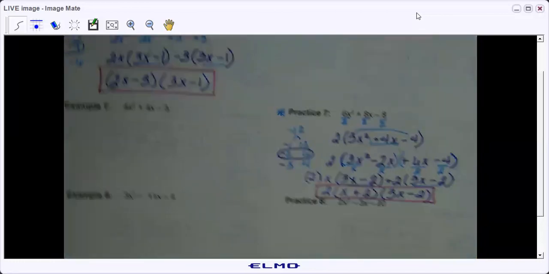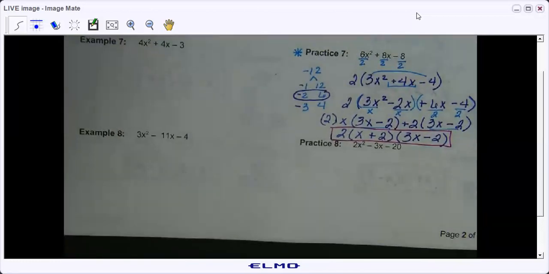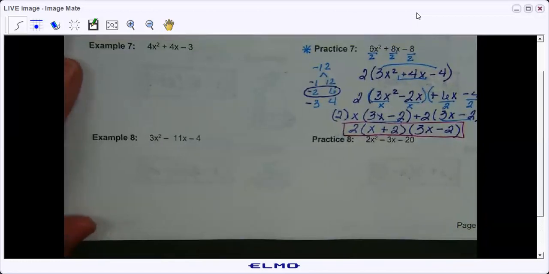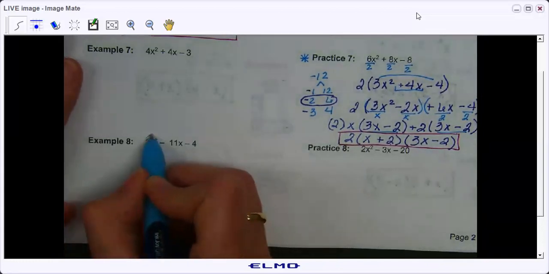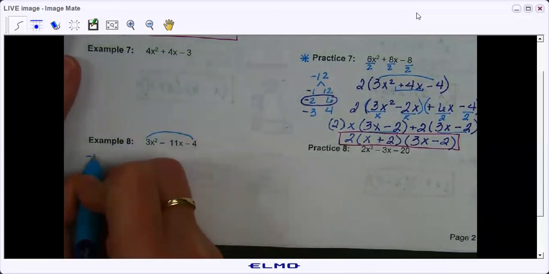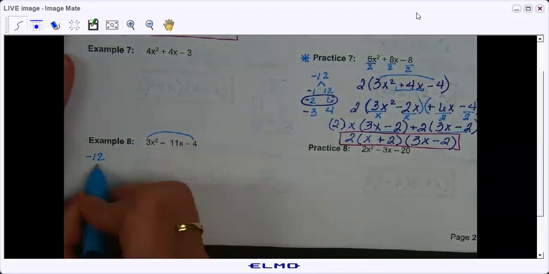All right, I'm going to do example 8, and then you'll do the 4 remaining on the page that I did not do with you. All right, so we're going to find factors of 3 times the negative 4. So factors of negative 12 that give us a negative 11.